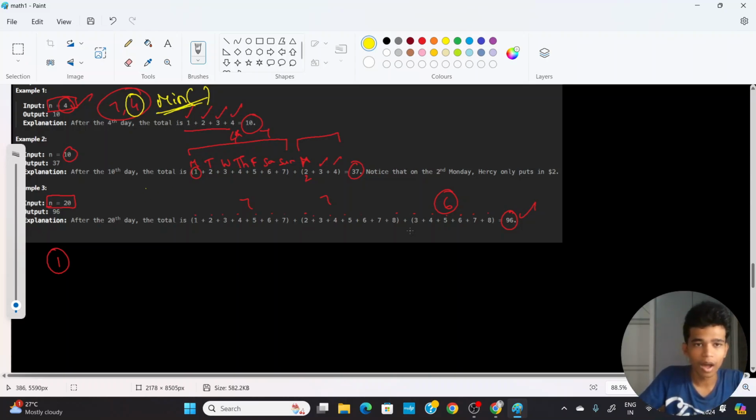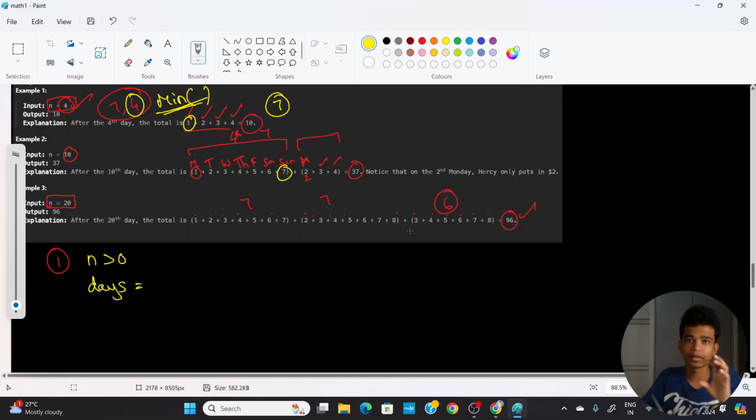So how do I want to write the approach? First of all, my n value should be greater than 0, and I want to iterate each and every time. The next step is I want to start from 1 to 7. But if 7 days don't exist after that, what should I do? I should reduce. So the number of days is equal to what? I can either take 7 or the remaining days, the n value, and this is my minimum.